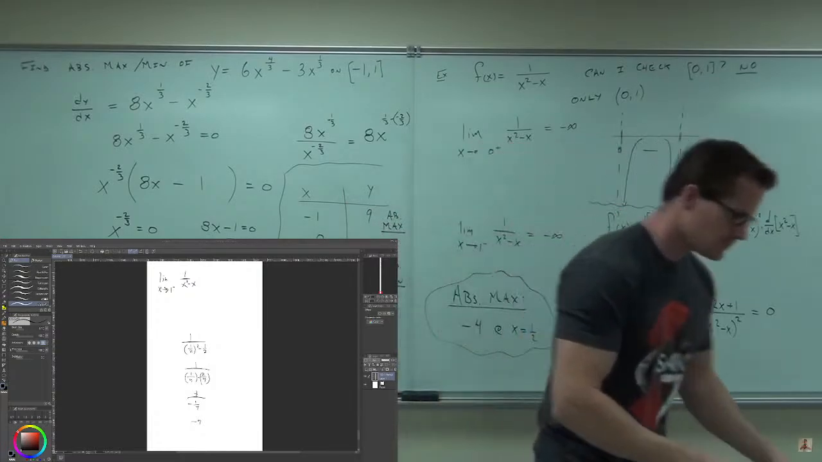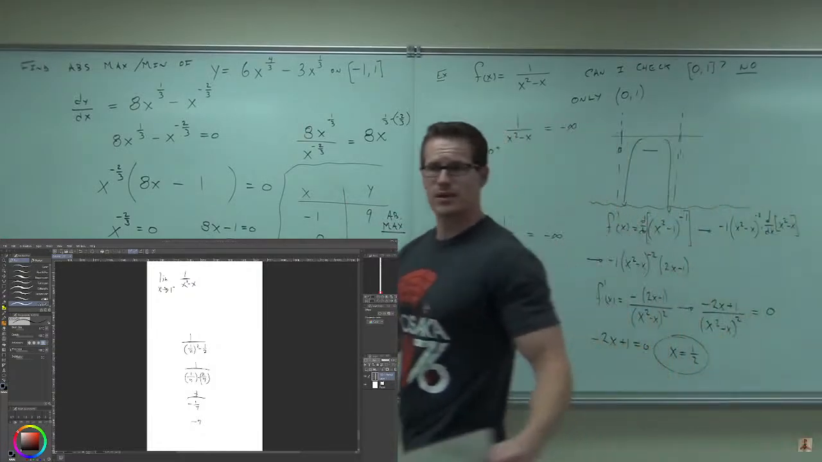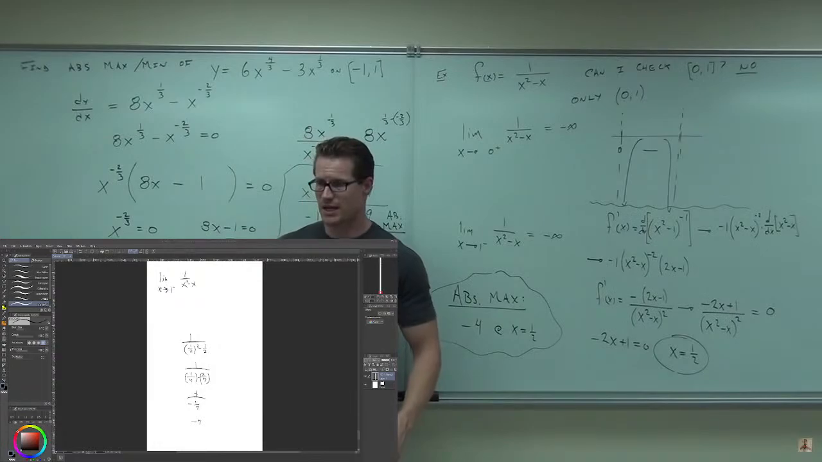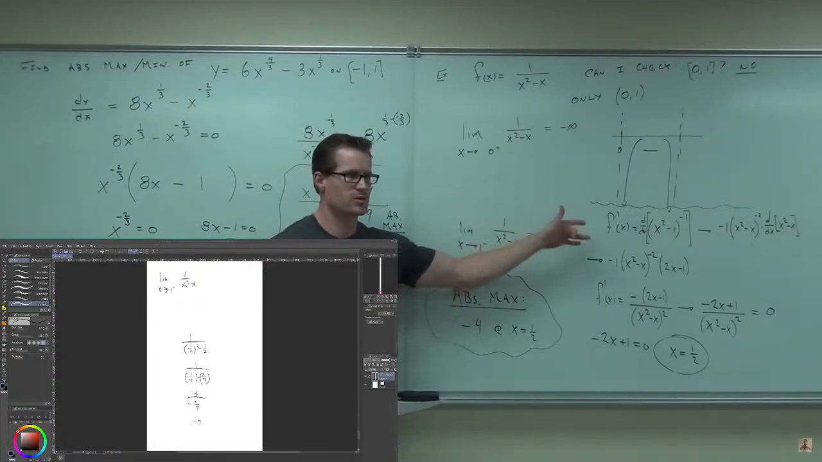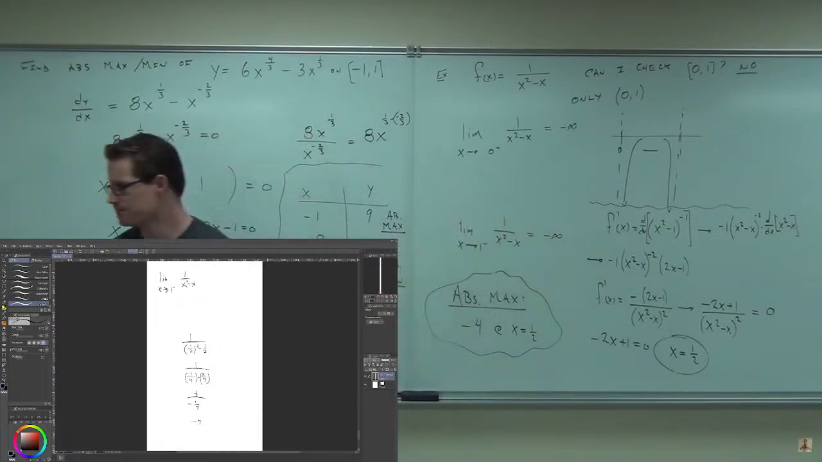Anyway, do you have a good feeling about absolute maximum? If you have endpoints, you check endpoints and critical numbers. If you don't have endpoints, you check critical numbers and you do one-sided limits with sign analysis, and that's the basic goal.